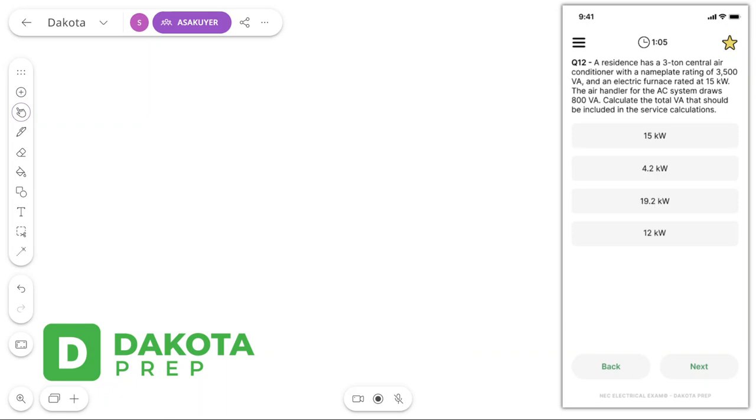Okay, hello and welcome to Dakota Prep's tutorial on finding non-coincident demands for our service size for a residential or dwelling unit, that is.